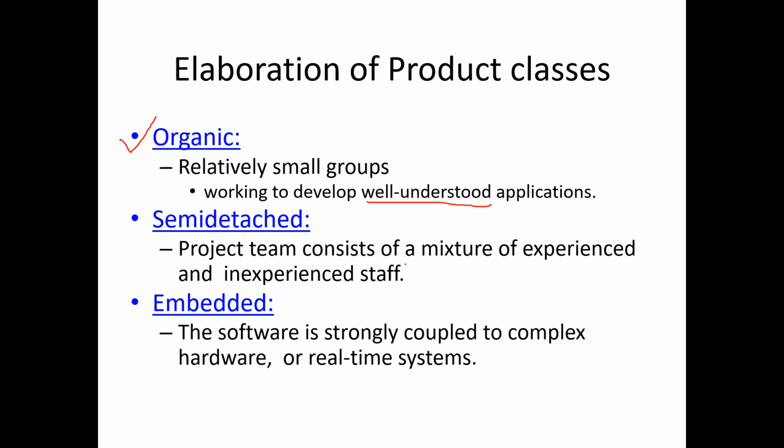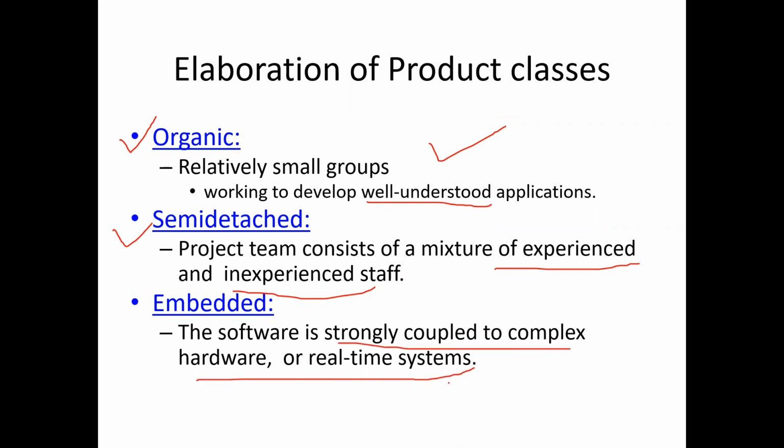Semi-detached means the project team consists of a mixture of experienced and inexperienced staff. That's why this is semi-detached. Please try to understand: organic means a well-experienced team, and semi-detached means a mixture of experienced and inexperienced staff. Embedded software means very complex software, strongly coupled complex hardware software, real-time systems. There the staff is not very experienced.